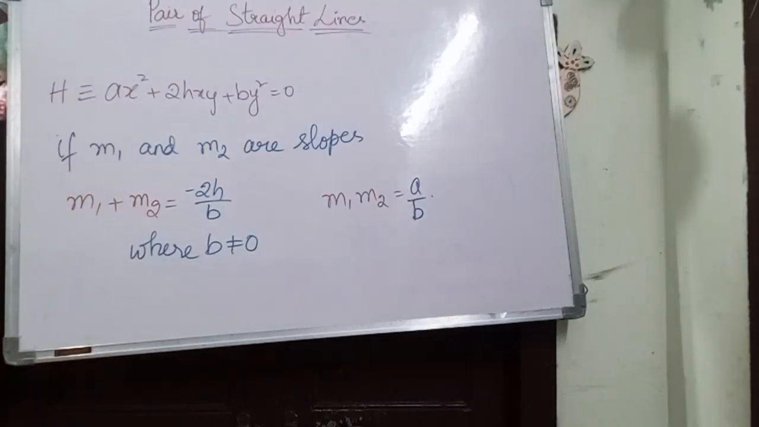If H equals 0 represents a pair of straight lines and b is not equal to 0, then for the slopes we can say m1 plus m2 equals minus 2h by b, where b is not equal to 0, and m1 into m2 equals a by b.